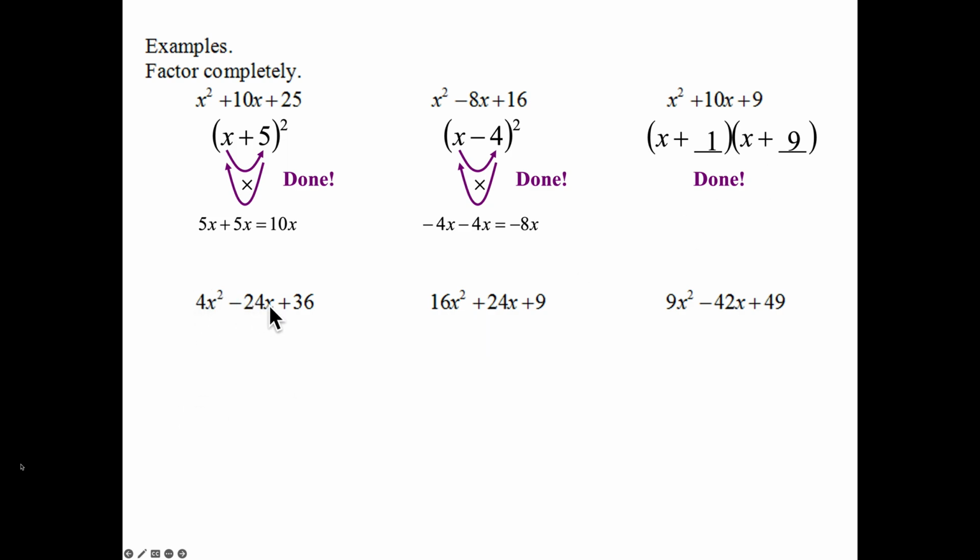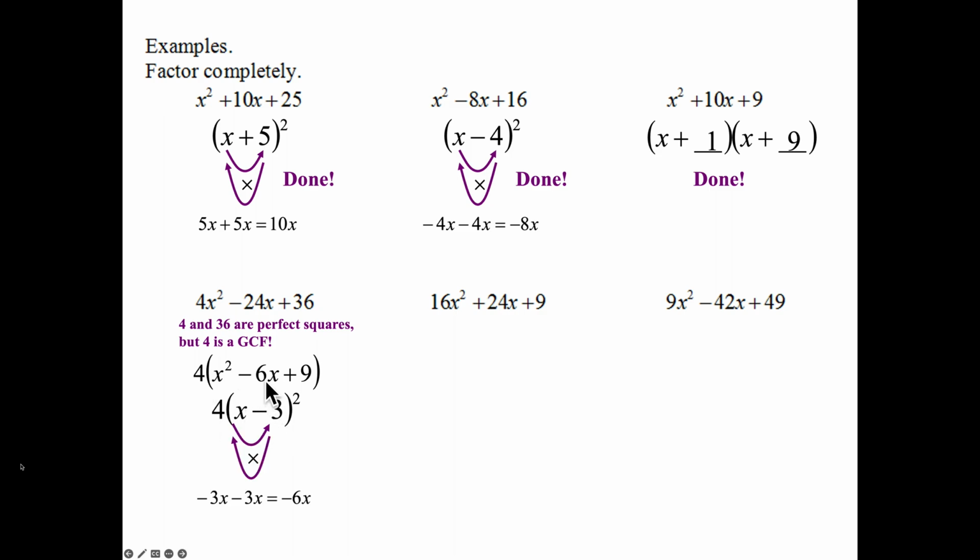4x squared minus 24x plus 36. This looks perfect square, but notice every number is divisible by 4. Even though it's ready to be tried as a perfect square trinomial, you want to take the 4 out first. Don't worry, your perfect squares still exist. This would be an x minus a 3. Take the square root of 9, 3. Check it. X times minus 3 is minus 3x, doubled to minus 6x. That's the way it factors. We're done.